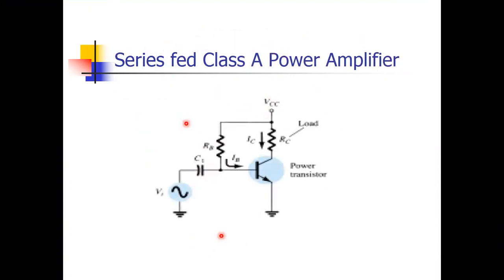See, this is the diagram of the class A power amplifier. Okay. Again, this I have taken from the book Boylestad. Okay. Now, this is RB. This is the base resistance between the base of the power transistor and the supply.